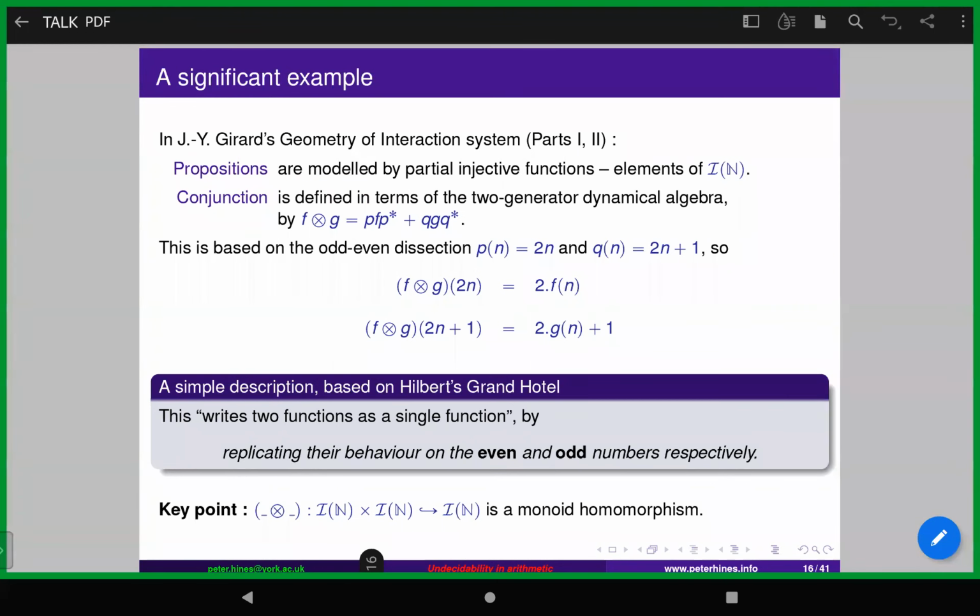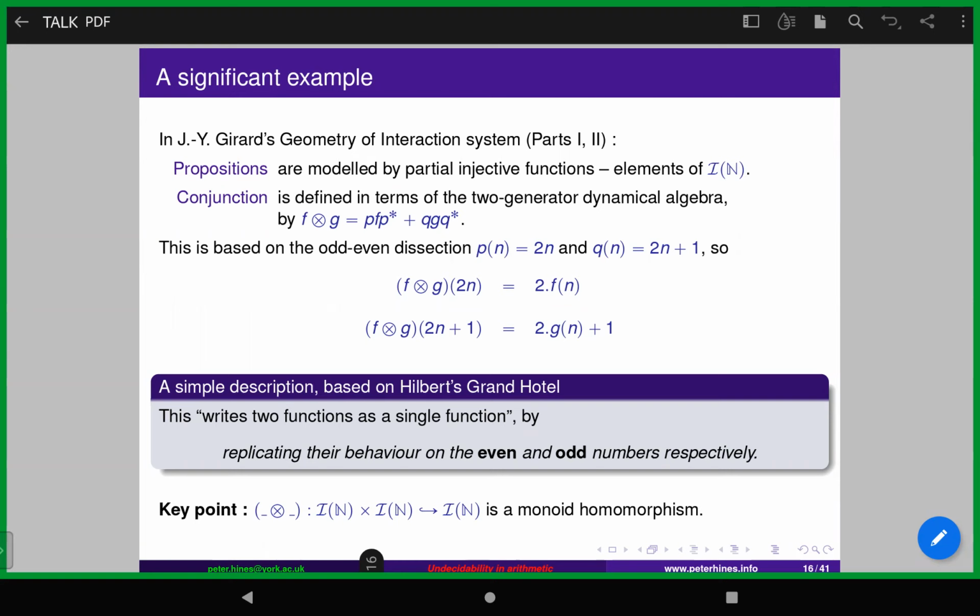So we take P, which maps a number to the double. We take Q, which maps n to 2n plus 1. Maps the whole of the natural numbers to the even and the odd. And conjunction of 2 terms is given by conjugating these terms by these generators of the dynamical algebra.